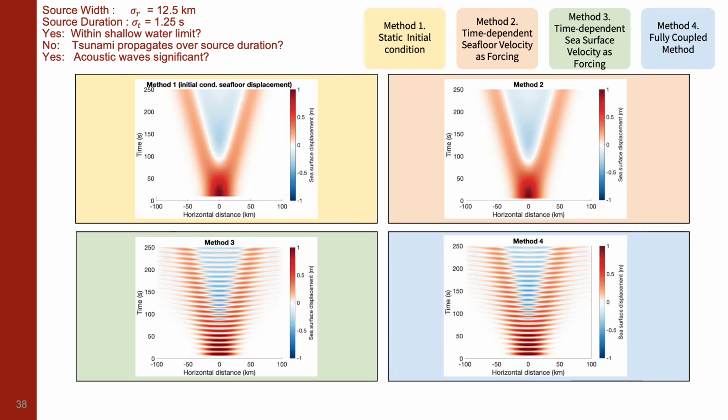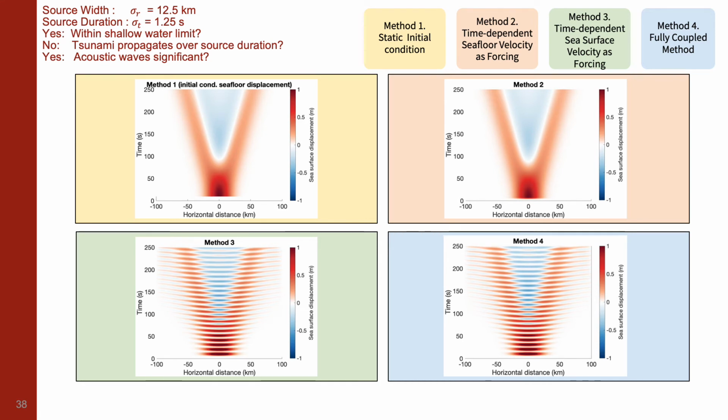Overall, method 1 and 2, a static and time-dependent method, captures the tsunami wave well because it does not propagate during the source duration. But method 1 and 2 do not model acoustic wave generation, as the linear shallow water tsunami solver does not incorporate compressibility effects.